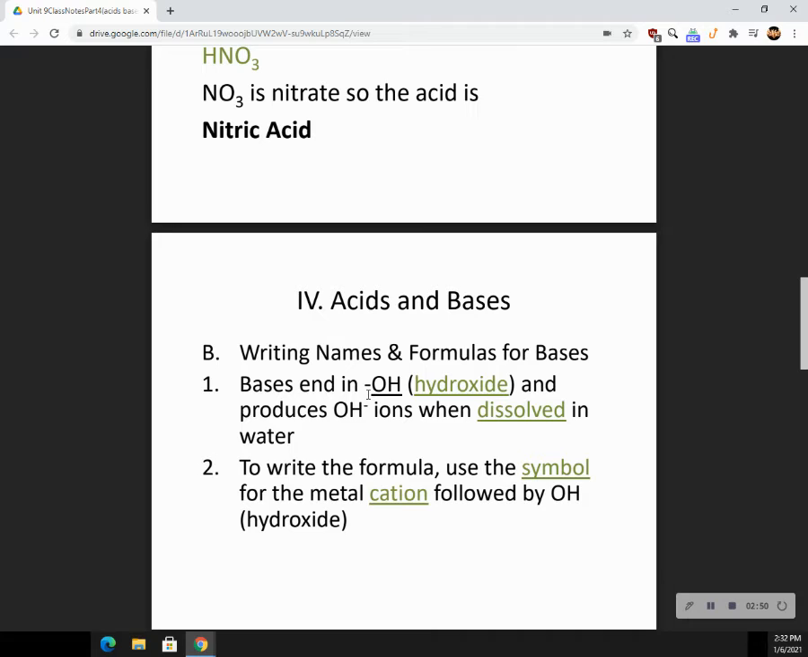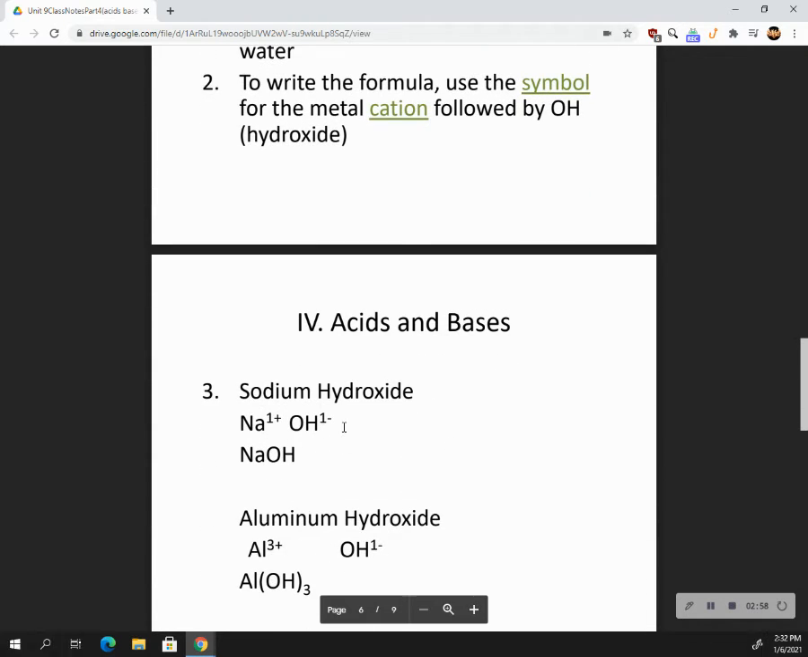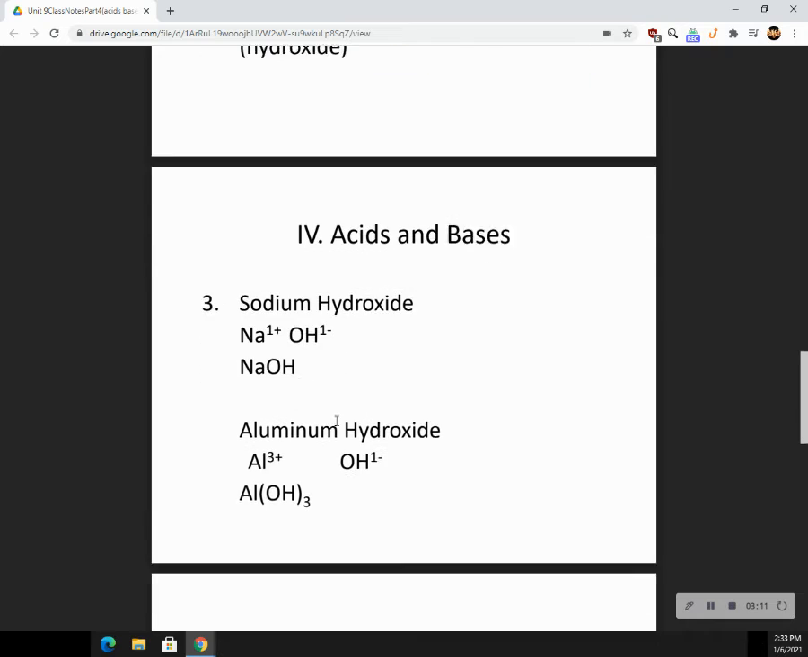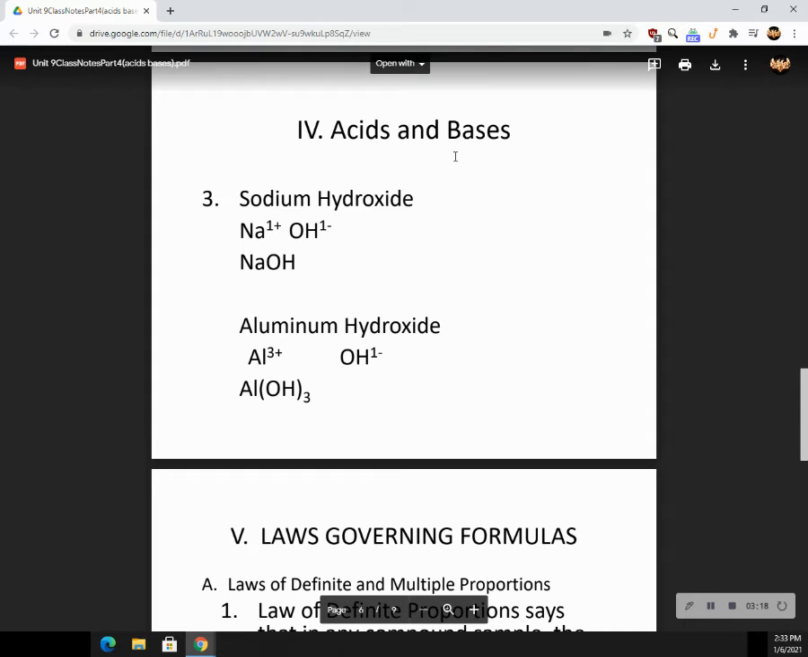So writing the names and formulas of bases, you always have a hydroxide on there. It'll be your anion, and the cation will be some sort of metal added onto there. So sodium hydroxide will be a type of base. So you'll have NaOH. The OH by itself is a polyatomic ion, which creates that hydroxide at the end. So aluminum hydroxide is going to be there as well. It doesn't really change the naming portion of what we talked about with polyatomic ions. We just now know that when it's a hydroxide, it's going to be a base.